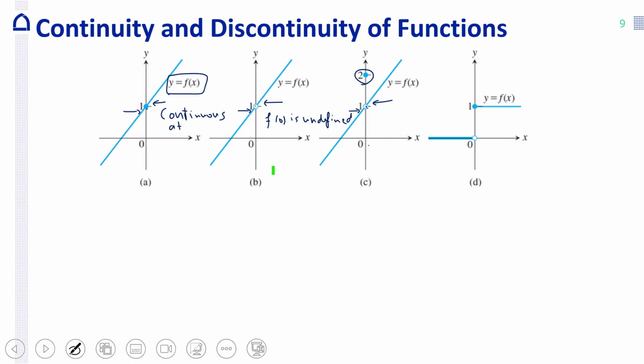At any value of x, if we are considering 0, it's okay. This is discontinuous at x equal to 0. This also, but this one is a removable discontinuity. Here we have a jump, right? Because the right limit is not equal to the left limit. So this is a jump discontinuity, which we cannot remove.